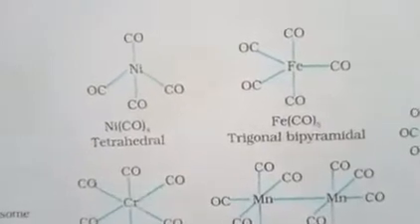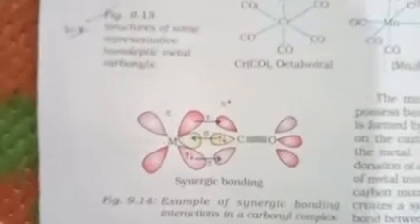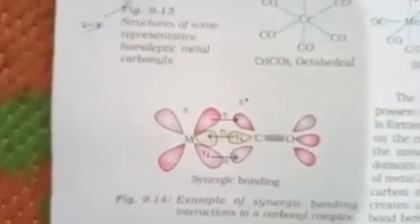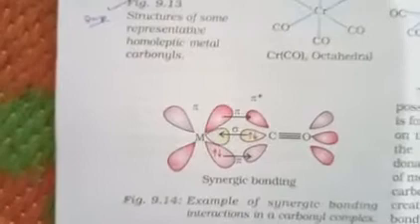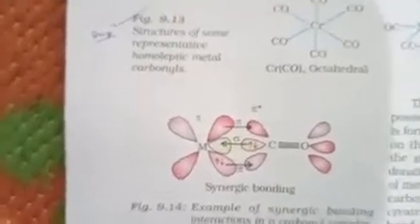Iron pentacarbonyl, like this one. Cr(CO)6 will have an octahedral structure, whereas Mn2(CO)10 will have this structure. So you need to understand the structures. The bonding between the metal and carbonyl is this one. That means between the carbon and metal we have a sigma bond and 2 pi bonds. So this is what we have about metal carbonyl bonding.